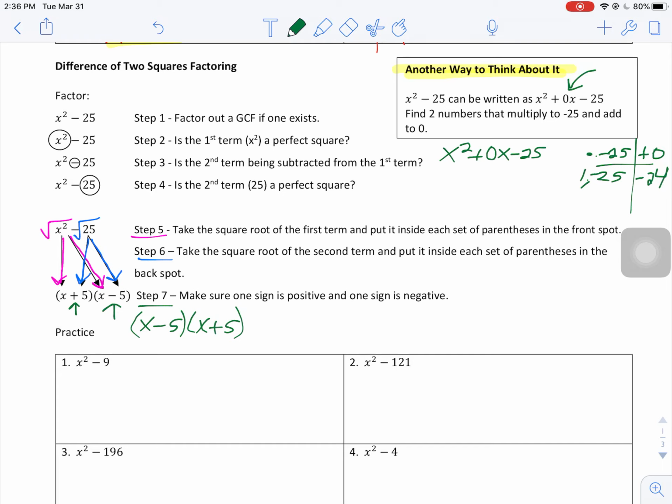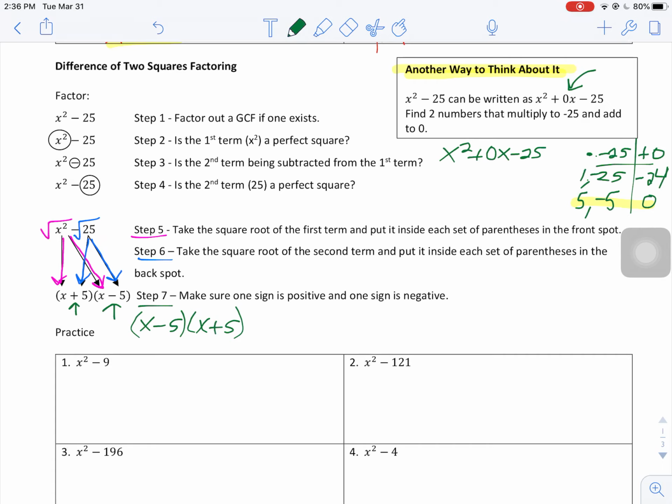So then I would try 2. 25 divided by 2 is a decimal, so I wouldn't even bother writing it down. 25 divided by 3 is also a decimal. 25 divided by 4 is also a decimal. So then I get to 5. So 25 divided by 5 is 5. Make one negative, and there you go.